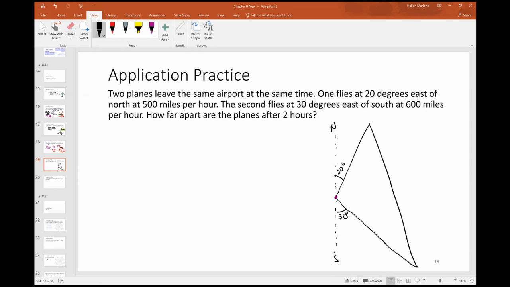What is it that we need to know? We need to know how far apart the planes are after 2 hours. So how far have these planes flown in 2 hours? Well, the one that's flying 20 degrees east of north was flying at 500 miles per hour, right? So that's just going to be 500 times 2, or 1,000 miles. The one that's flying 30 degrees east of south is flying faster. It's flying at 600 miles per hour for 2 hours. So its total distance is going to be 1,200 miles.